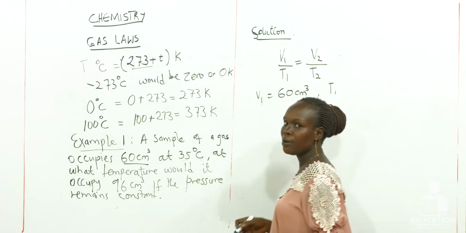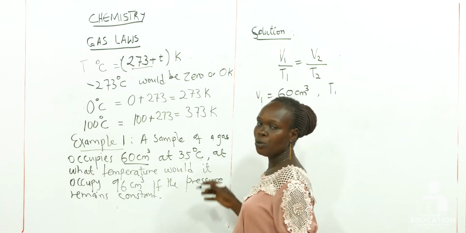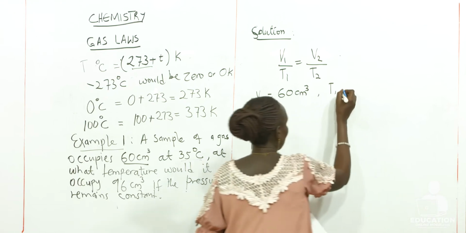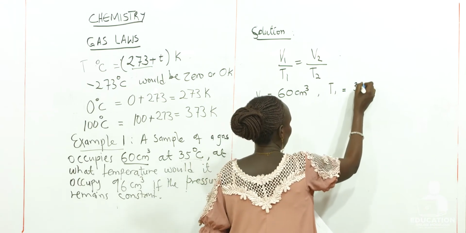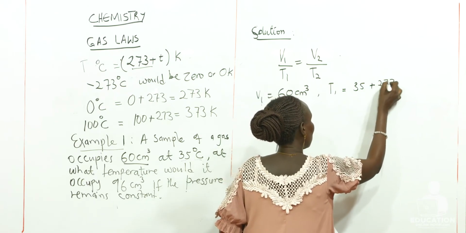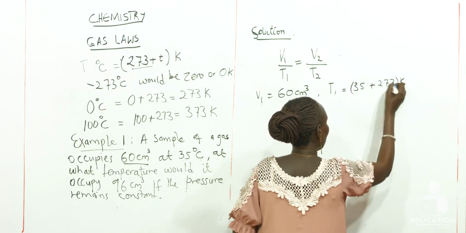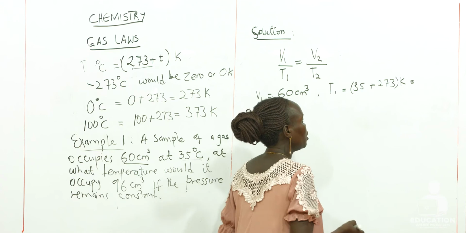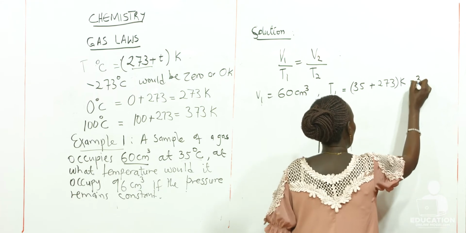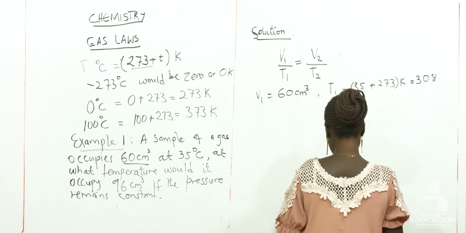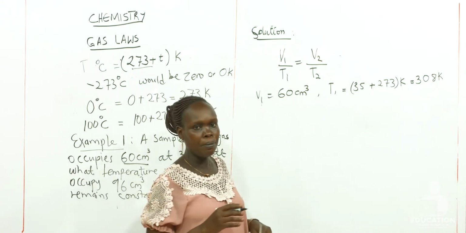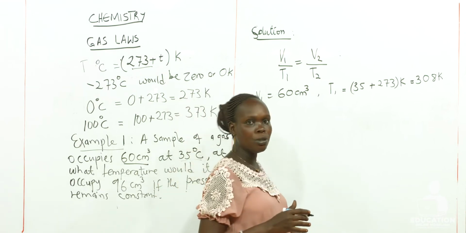We need to change it into Kelvin by adding 273. So we shall have temperature equals 35 degrees centigrade plus 273. So we change this into Kelvin. When you add 273 to 35, we shall have 308. So 308 will be the new temperature, which is now in Kelvin scale. So we change 35 into Kelvin.